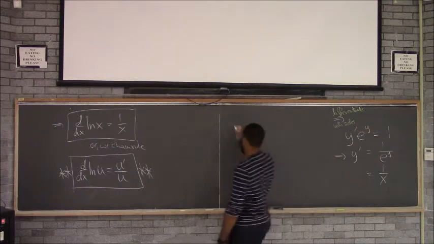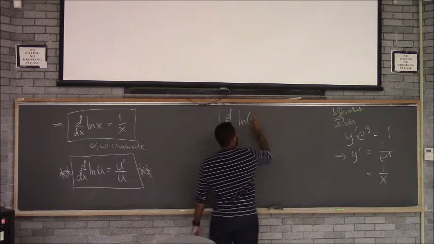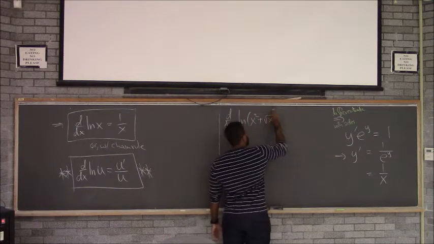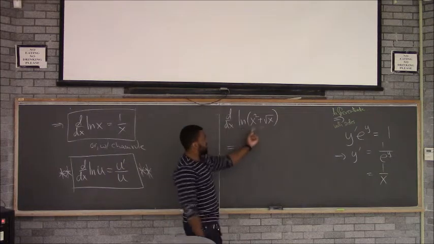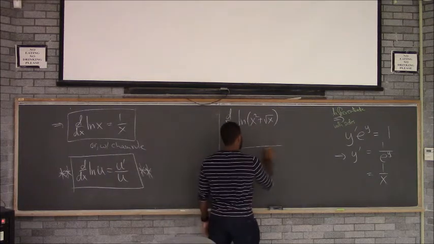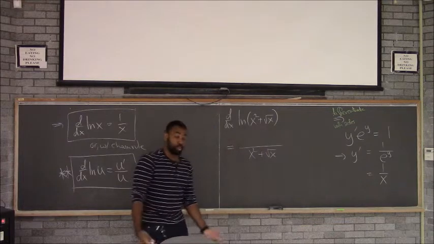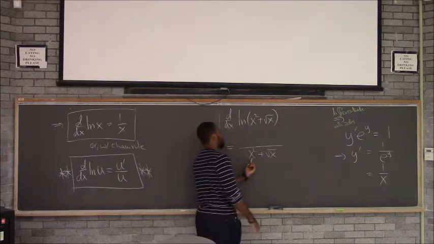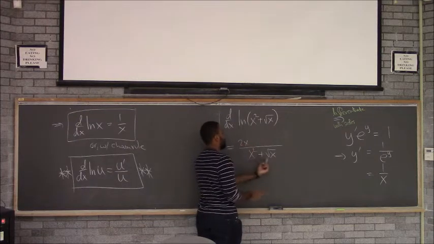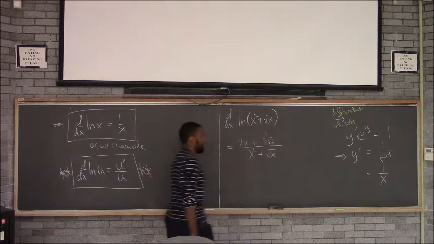Let's knock out some silly examples. The derivative of ln of x squared plus radical x is going to be, we take the thing that's inside the ln, and on top, you put the derivative of the thing that's inside the ln. What's the derivative of x squared? 2x. Derivative of radical x? 1 over 2 radical x.